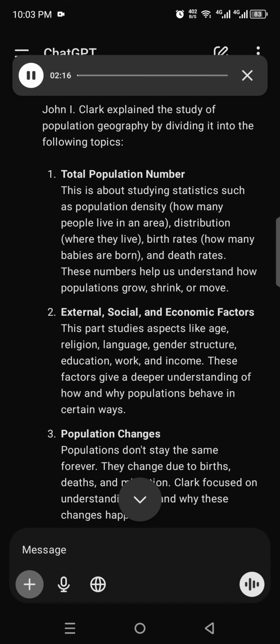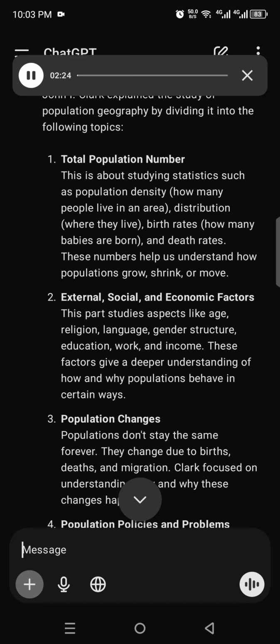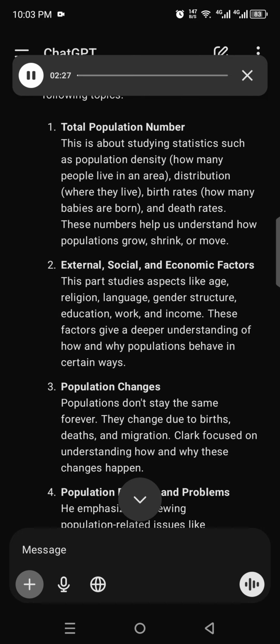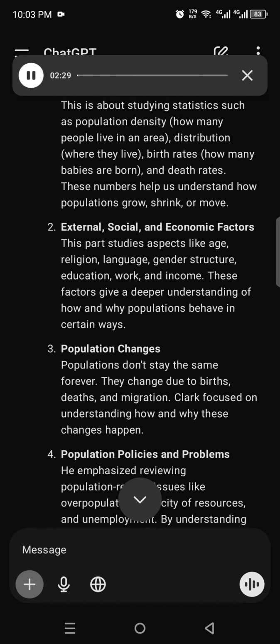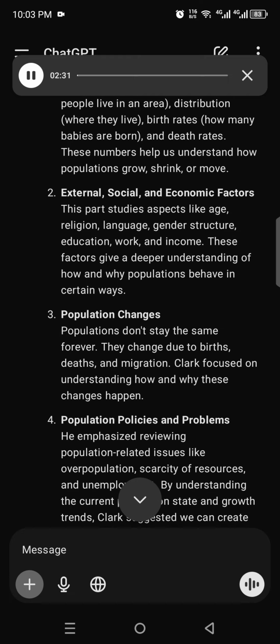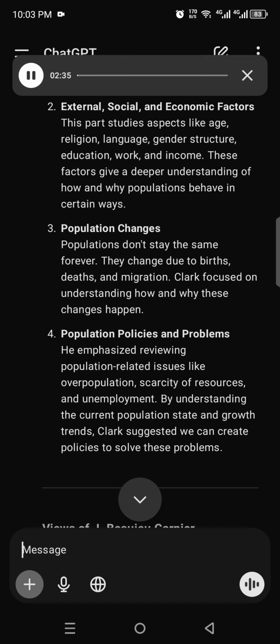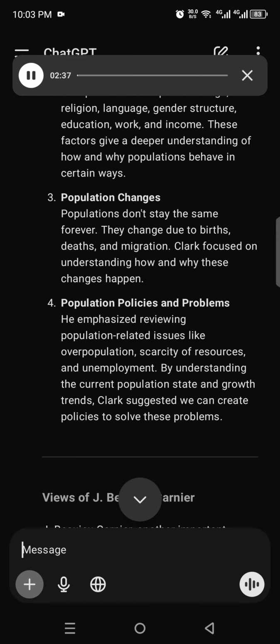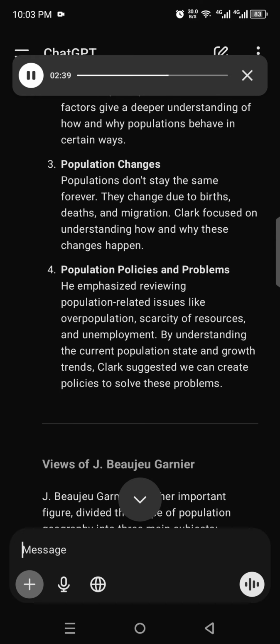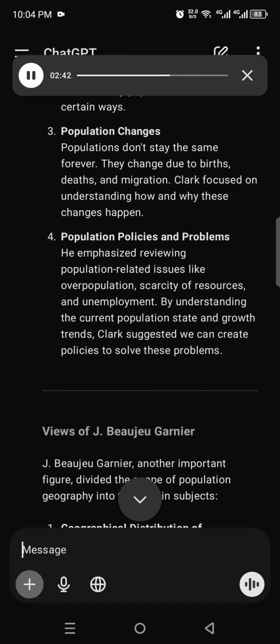2. External, social, and economic factors. This part studies aspects like age, religion, language, gender structure, education, work, and income. These factors give a deeper understanding of how and why populations behave in certain ways. 3. Population changes. Populations don't stay the same forever. They change due to births, deaths, and migration. Clarke focused on understanding how and why these changes happen.